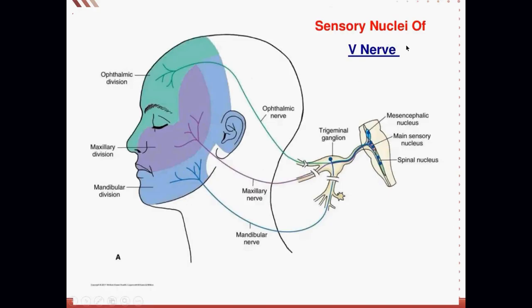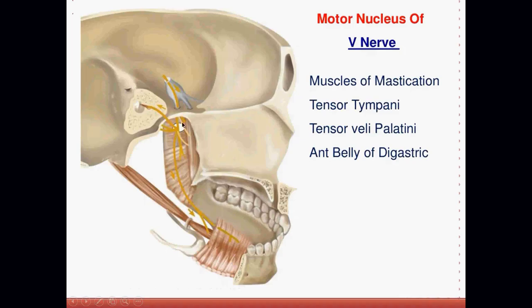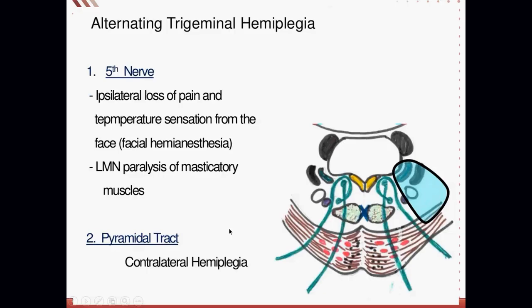So here is the sensory nucleus of the trigeminal nerve. How is it located? The nucleus of the trigeminal nerve is in the brainstem. It supplies the sensory nerve supply to the face. Here there is the motor nucleus of the trigeminal nerve. It supplies the muscles of mastication, tensor tympani related to the ear, tensor veli palatini muscle posterior to the pterygoid plate, and the anterior belly of the digastric muscle.